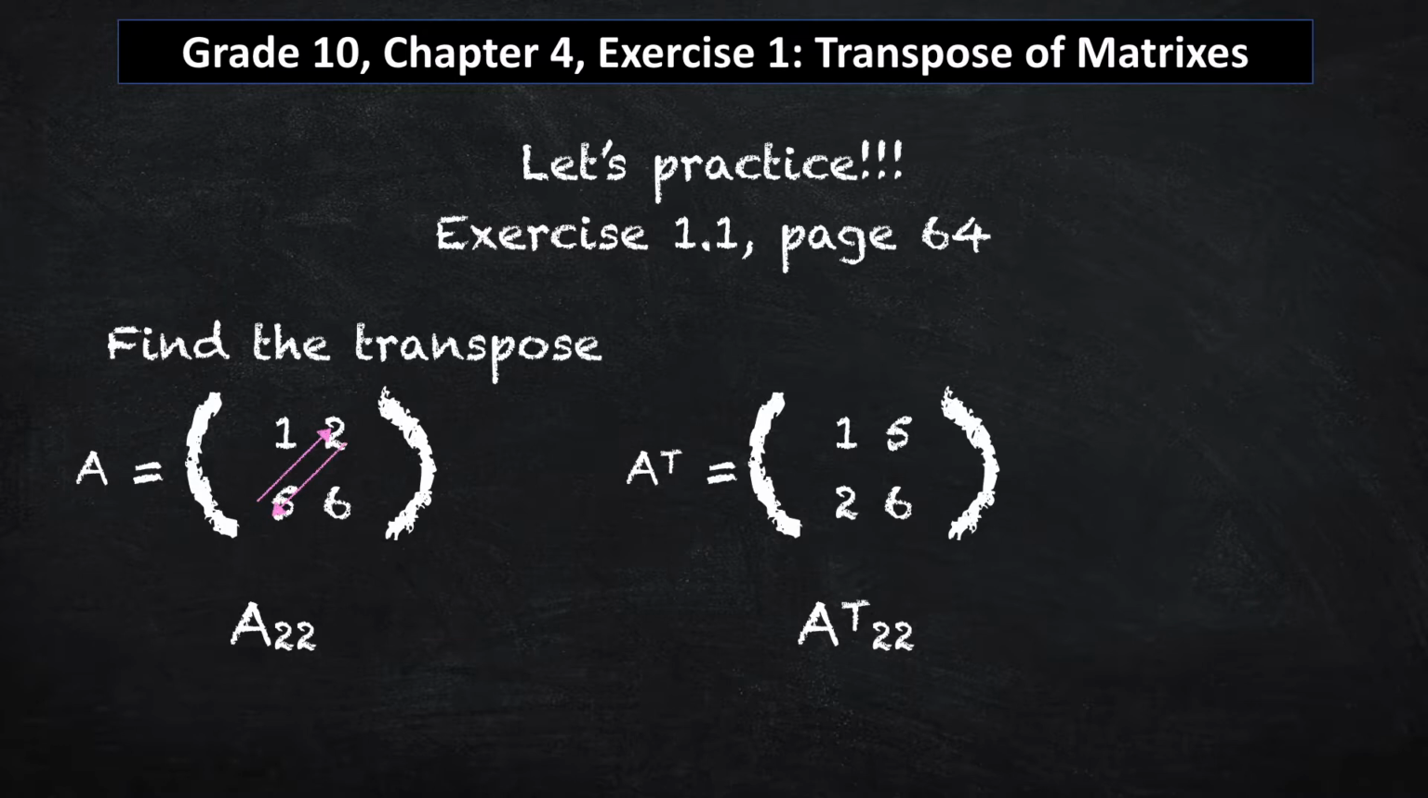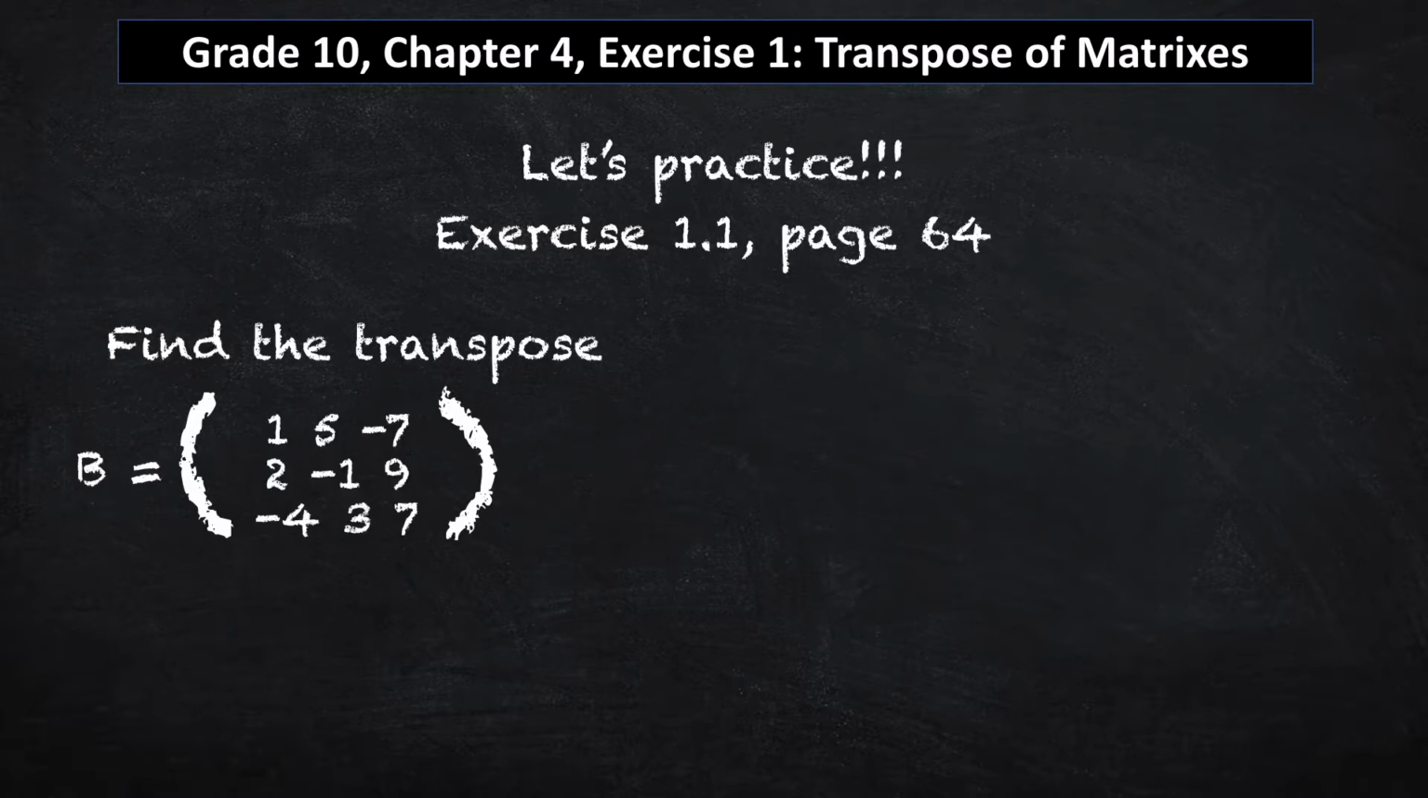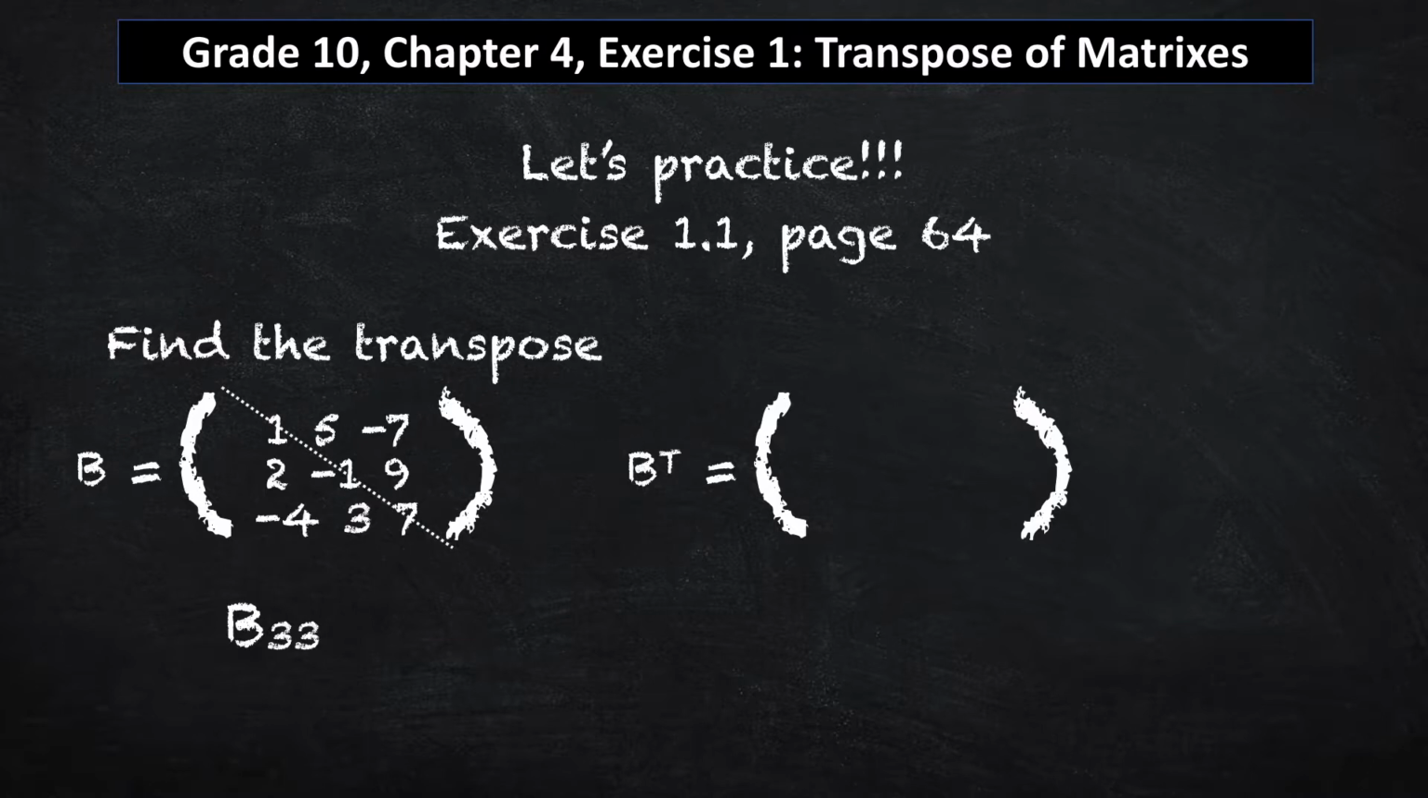Now let's go ahead. We have to find the transpose of the matrix B. B is a 3 by 3 matrix because it has 3 rows and 3 columns. When we want to compute its transpose, it's very useful to first start from the diagonal elements, because we know that in a square matrix, the diagonal elements in the transpose matrix will have the same location as in the original matrix. So we can write them down: 1, minus 1, and 7.